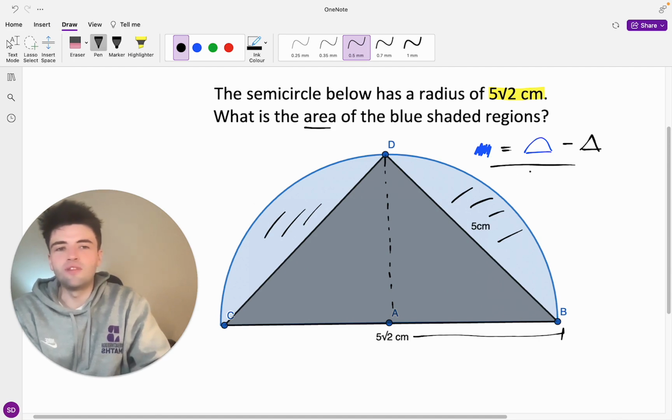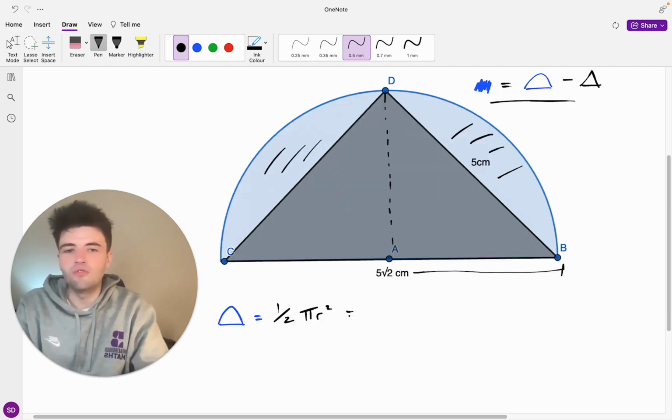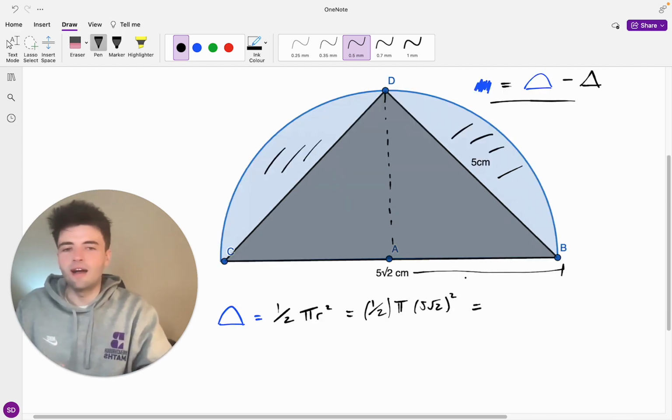So to find the value of the semicircle, we're just going to take a half pi r squared, and we know that our radius is going to be 5 root 2. And so it's going to be a half times pi times 5 root 2 all squared, and that is going to give us a value of 25 pi. We're just going to leave it in terms of pi for now.